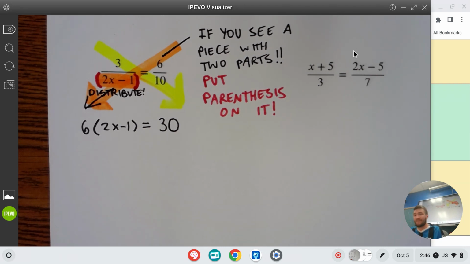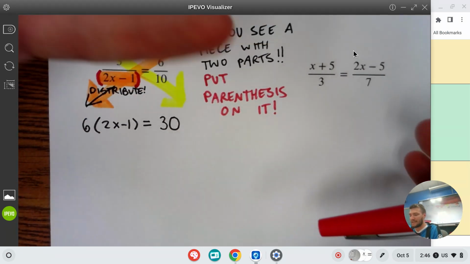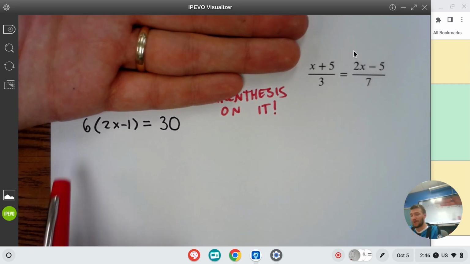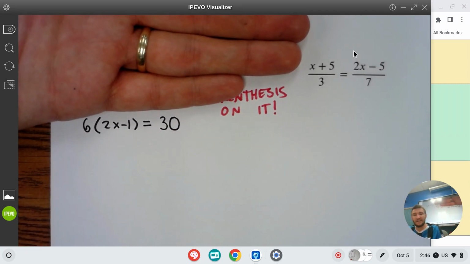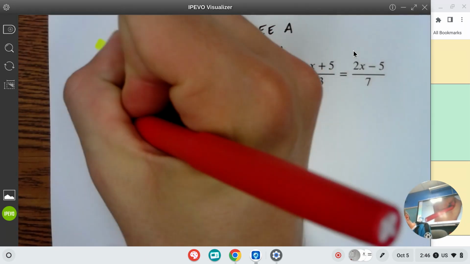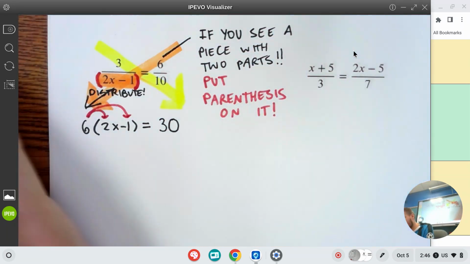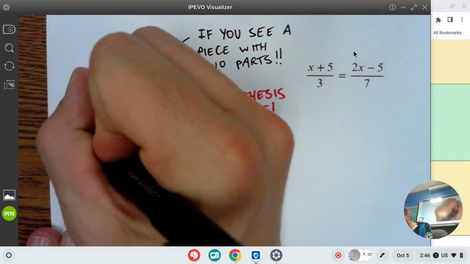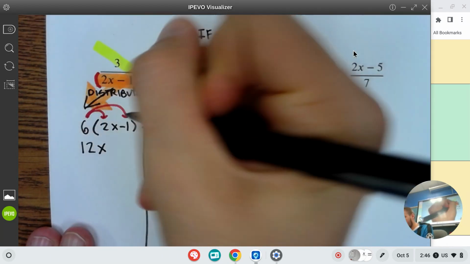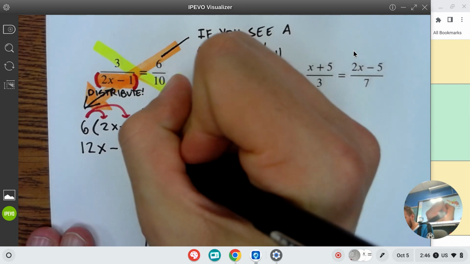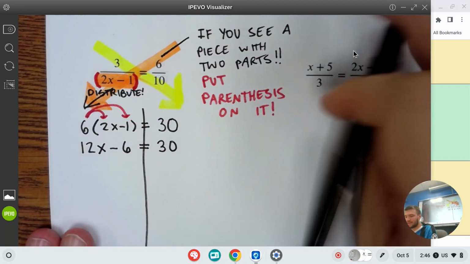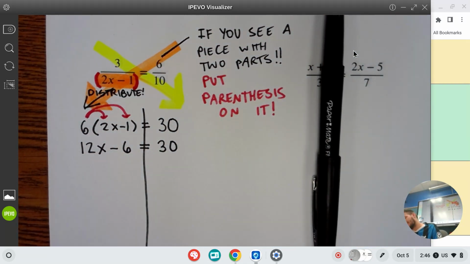Now, this very first step here, all of a sudden, the proportions are gone, the fractions are gone, and we are on the second week of school, and we are chilling, solving this equation, right? We're going to do a little bit of distributing, but we've done this many times. Line down our equal sign, 6 times 2x, that's 12x. 6 times negative 1, that's negative 6. And the 30 just stays a 30.